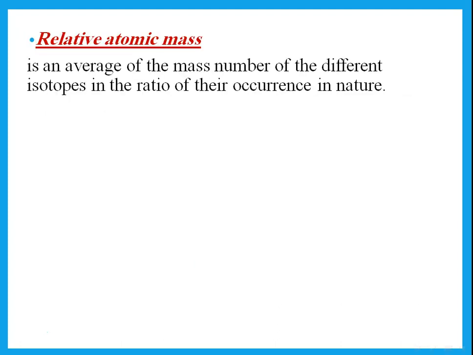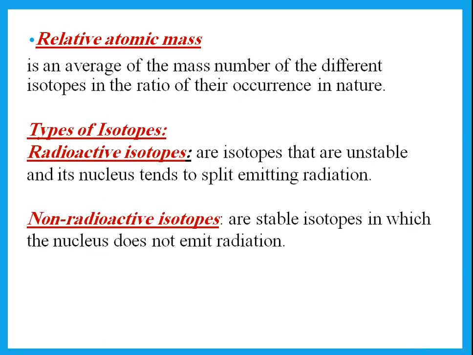Okay. What is relative atomic mass? You should know this definition as a definition. Average of the mass number of the different isotopes in the ratio of their occurrence in nature. So if I have different isotopes with different mass numbers, then I get the average of that relative to the ratio of their occurrence, and that means that of some isotopes, I have a lot. So if I have, for example, a sample of chlorine, I could have a lot more of one of the isotopes than the other, so relative to their occurrence in nature.